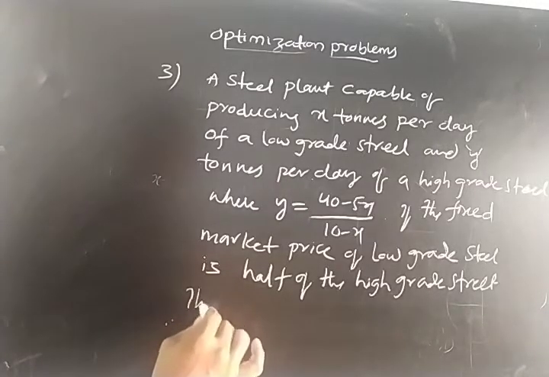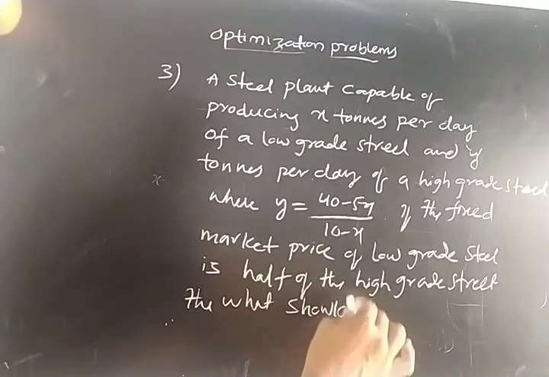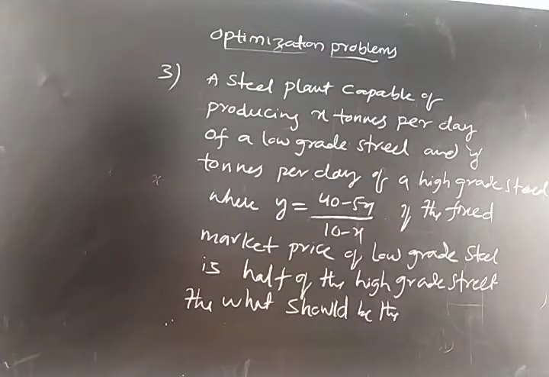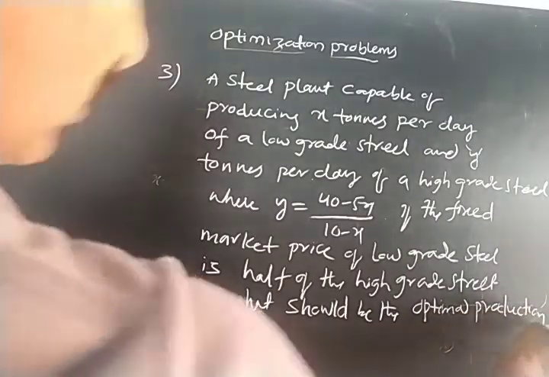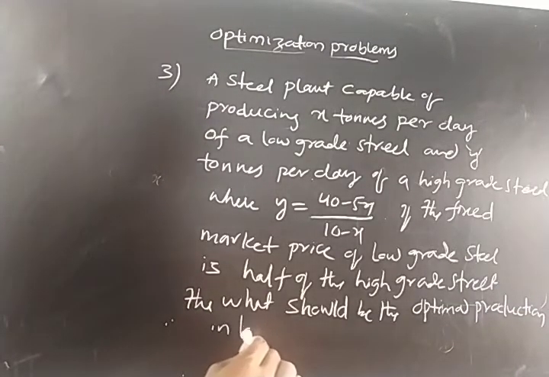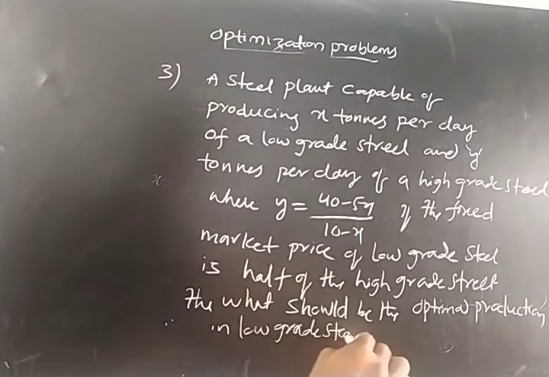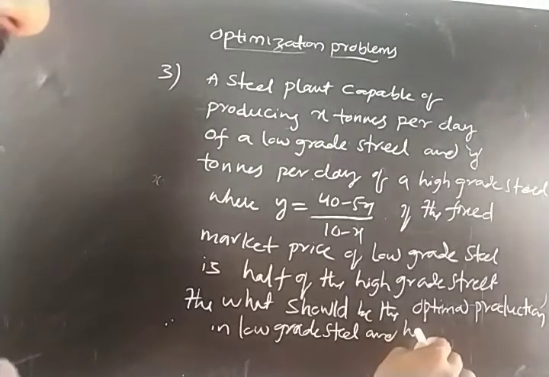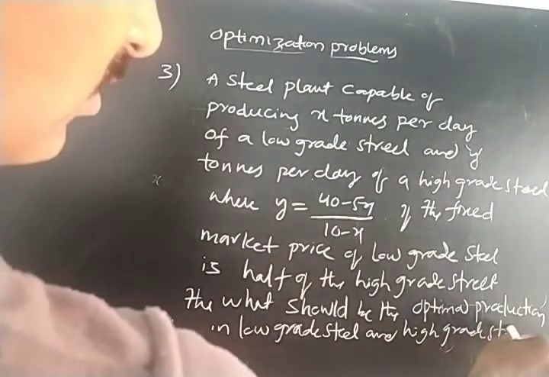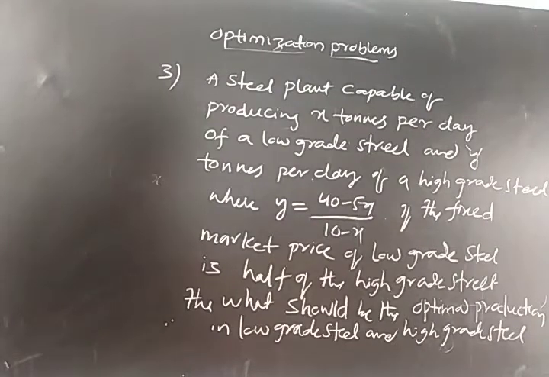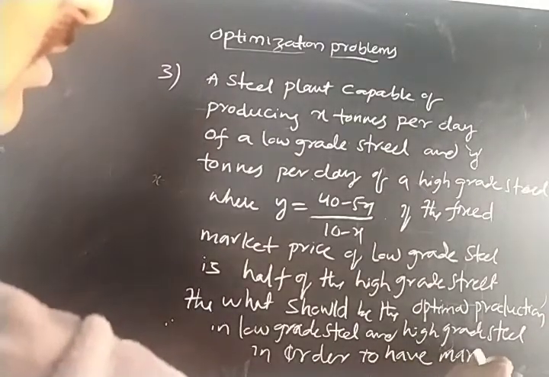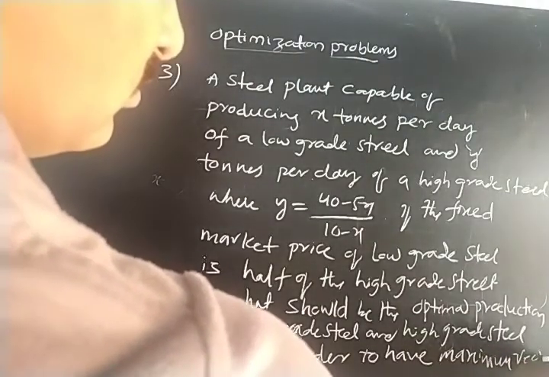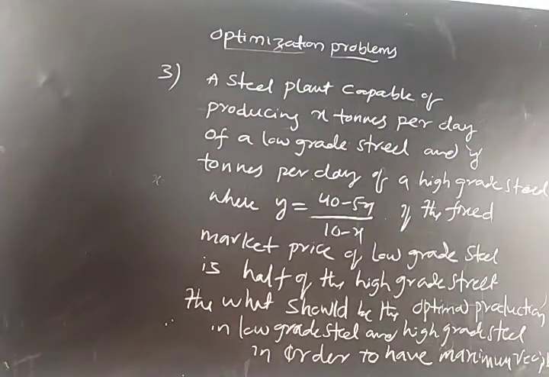Then what should be the optimal productions in low grade steel and high grade steel, in order to have maximum receipts? Okay, this is the question. Now let me solve this.